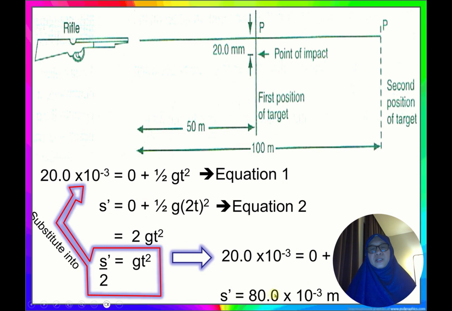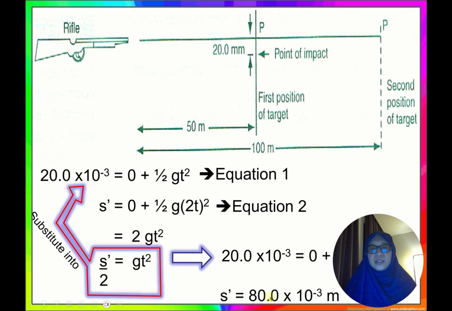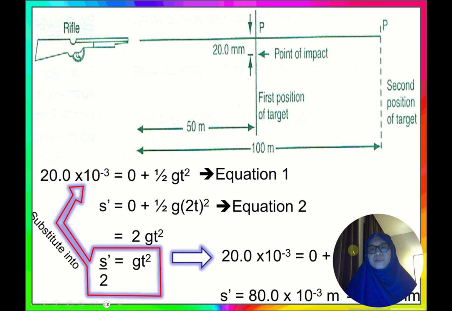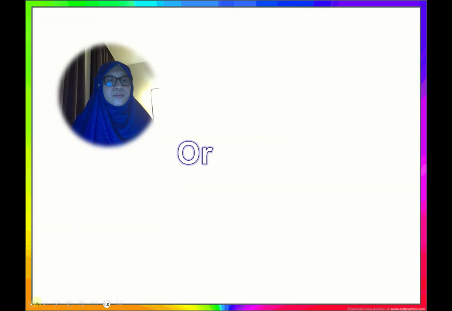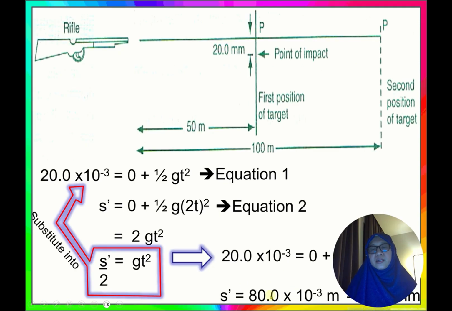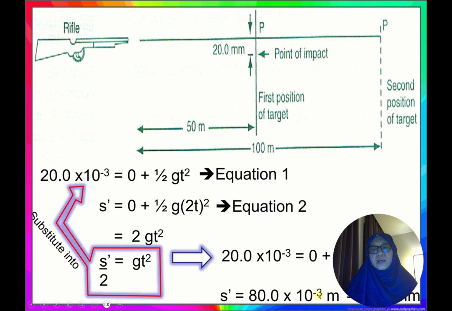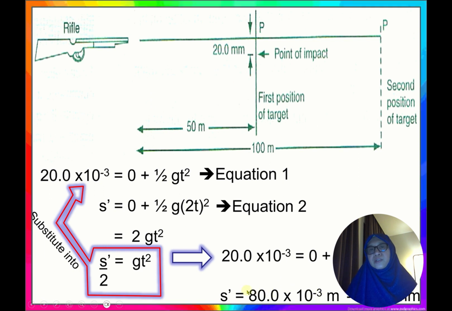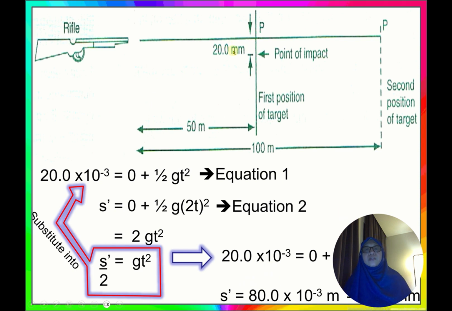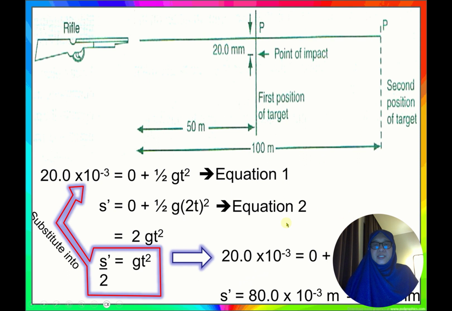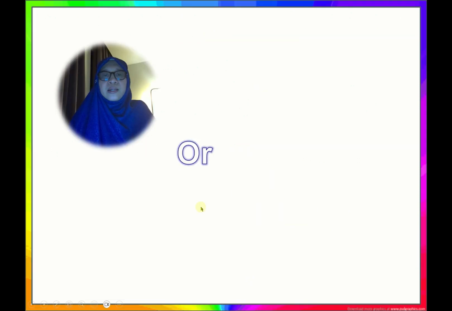S prime equals to 80.0 times 10 to the power of negative 3 meter. Okay, or you can write it in millimeter as 80 millimeter, because this is negative 3, so 80 millimeter. Okay, so you can use another method. Another method, you will get the same answer.